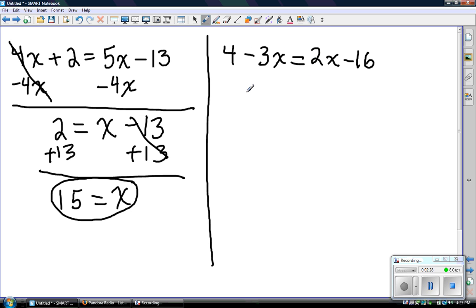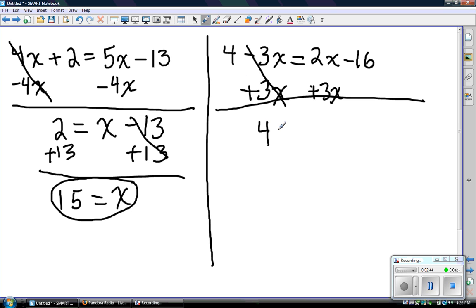The opposite of this negative 3x is going to be a positive 3x. I have to add it since we're talking about terms here. And I'm going to add a positive 3x to the other side of the equation. Again, it's just like combining like terms, but they're on different sides of the equal sign. On the left-hand side, the only thing we're left with is the 4. And then on the right-hand side, we have 2x plus 3x, so that gives us 5x minus 16.